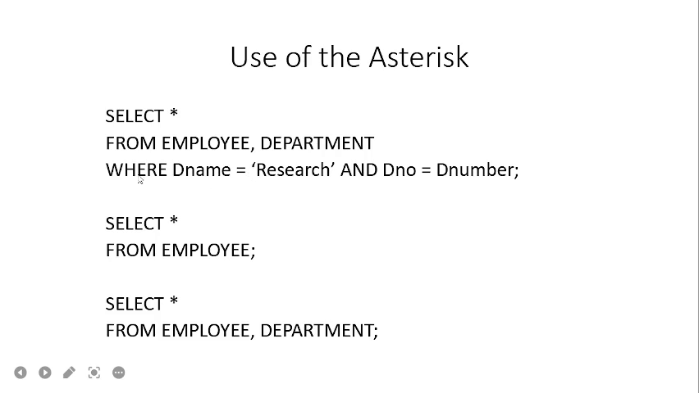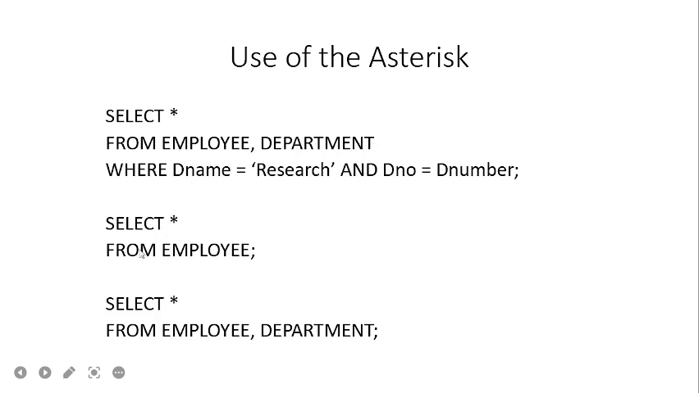We will see some more examples. That is, select star from employee comma department, where D name is equal to research and DNO is equal to department D number. Here we have two tables, and DNO equal to D number is the join condition, and D name is equal to research. It will select all the attributes of this employee department relation where D name is equal to research and DNO equal to D number.